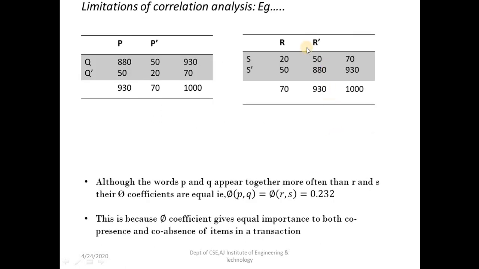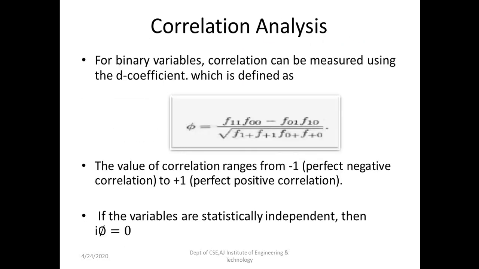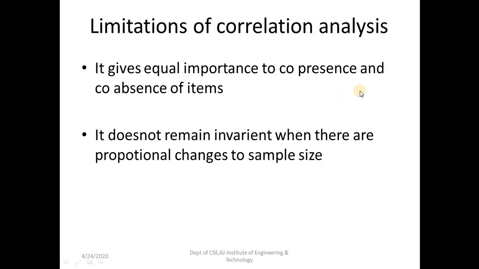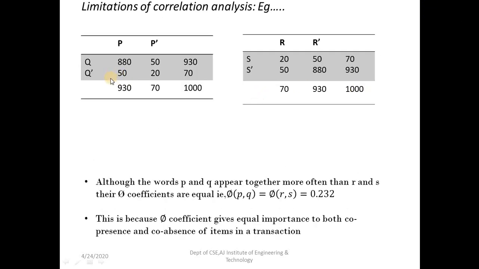Let us understand the limitation of correlation analysis with the help of this example. Consider this formula for correlation analysis. Using this formula, I will calculate the correlation analysis for the word pair P, Q and for the word pair R, S. So let us begin.